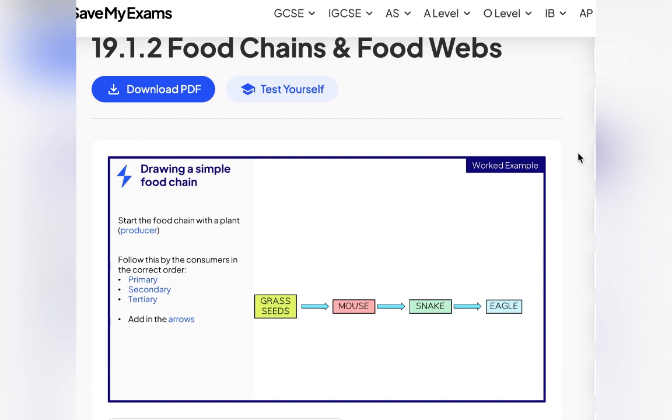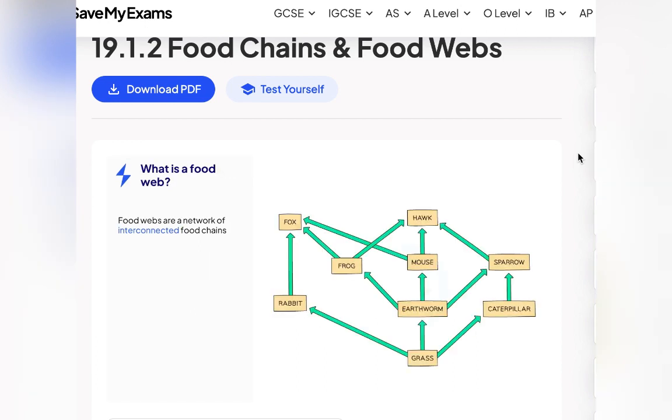Add in your arrows to represent the flow of energy. Remember that you do not need to draw pictures of the organisms in the food chain, only write their names. In an ecosystem, food chains are usually interconnected as most organisms will eat a variety of different foods. This network of interconnected food chains are called a food web, and they are a more realistic representation of the energy transfer occurring within an ecosystem.